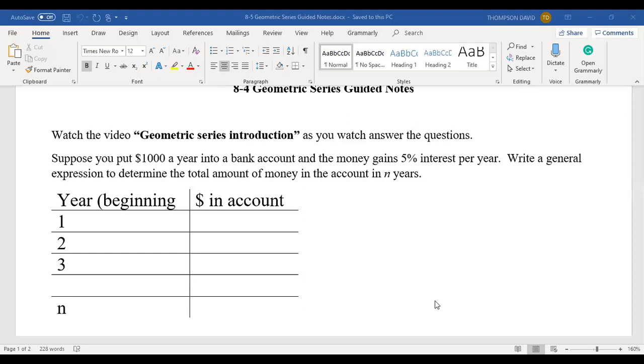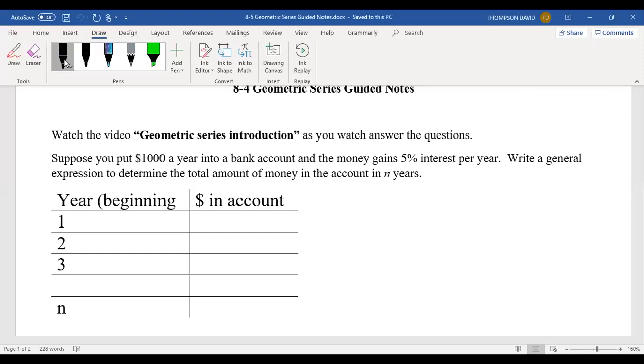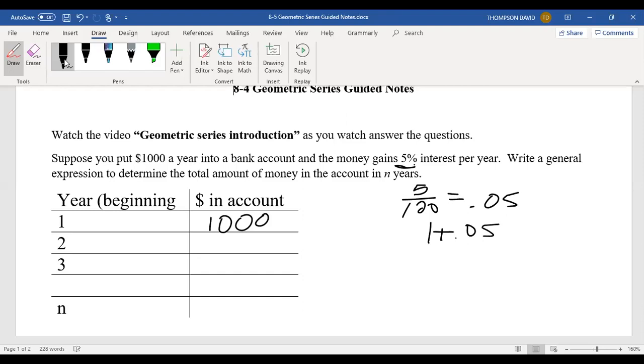So first, we start the first year. We know in year one, we have $1,000. We'll put $1,000 on our table. In year two, we have to take into consideration the 5% interest. So we'll take the 5 divided by 100, which is 0.05. And since we're gaining, we'll just add 1. So it's going to be 1 plus 0.05, which will be 1.05. So that will be my interest rate, or my common ratio.